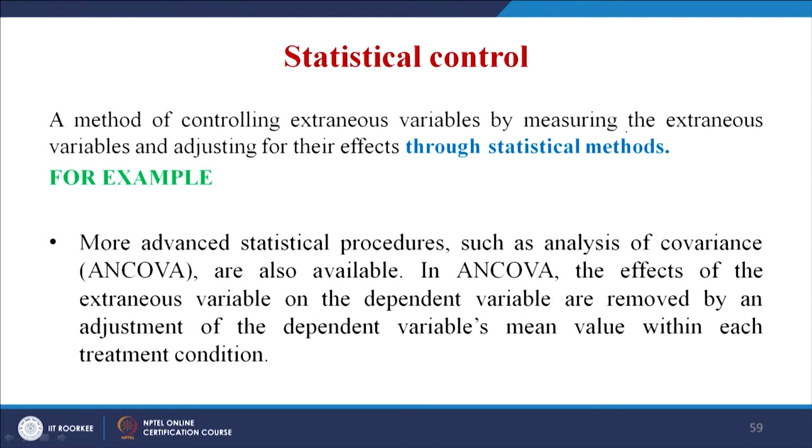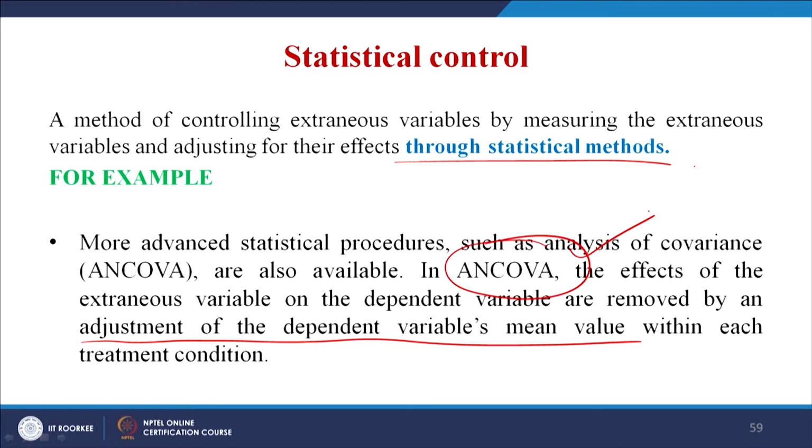Statistical control is a method of controlling extraneous variables by measuring them and adjusting for their effects through statistical methods. For example, statistical processes such as analysis of covariance, in which the effects of the extraneous variables on the dependent variable are removed by an adjustment of the dependent variable's mean value within each treatment condition. At the moment you may just understand that there are several statistical methods through which you can control the extraneous variables. In fact, we will do this in detail when we go further into experimental statistical techniques.